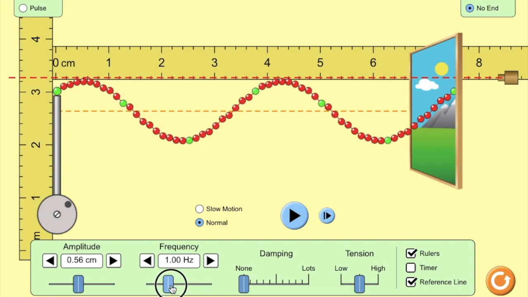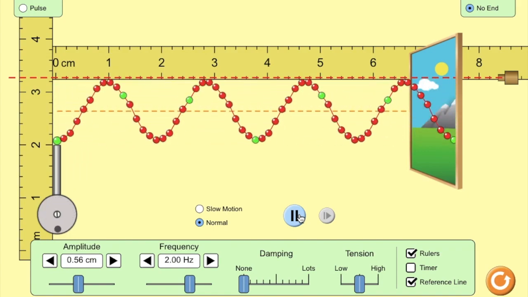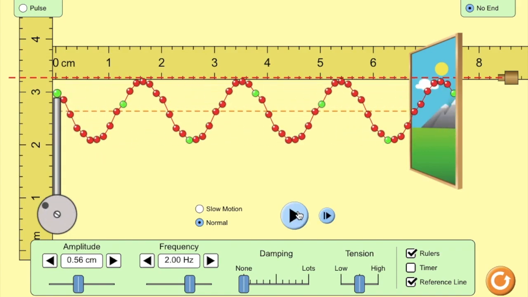Let's increase the frequency to 2 hertz. What do you expect? As you can see, the wavelength has now changed to about 2 centimeters. So, as long as the speed of a wave is constant, high frequency means low wavelength, and vice versa.